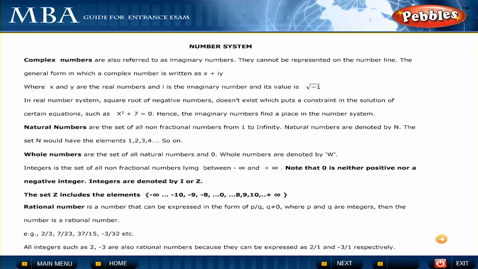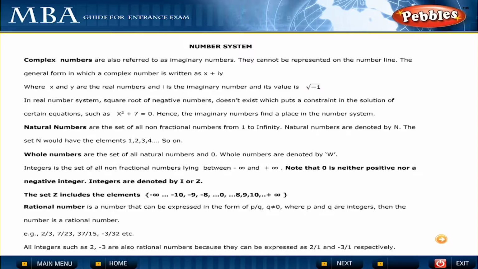Natural numbers are a set of all non-fractional numbers from 1 to infinity. Natural numbers are denoted by N. The set N would have the elements 1, 2, 3, 4 and so on. Whole numbers are the set of all natural numbers and 0. Whole numbers are denoted by W.